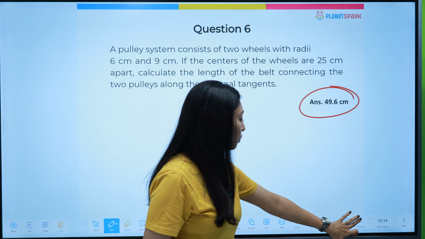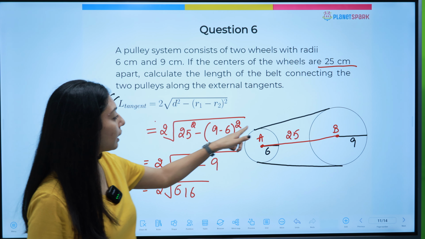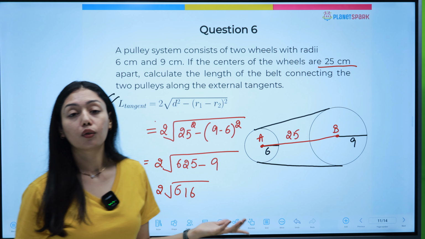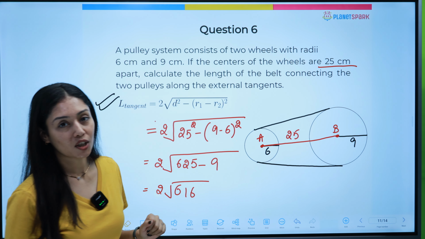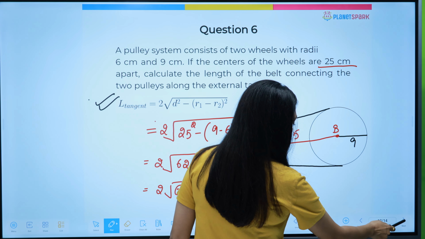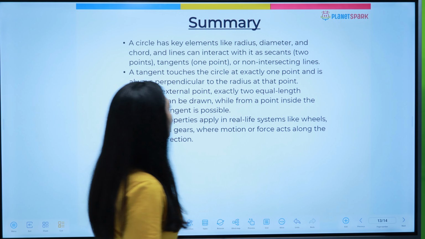So these two circles are what? Nothing but two pulleys, connected by this belt. So we just had to find the length of the common tangent there. Okay. Next one everybody. Okay, that was all.